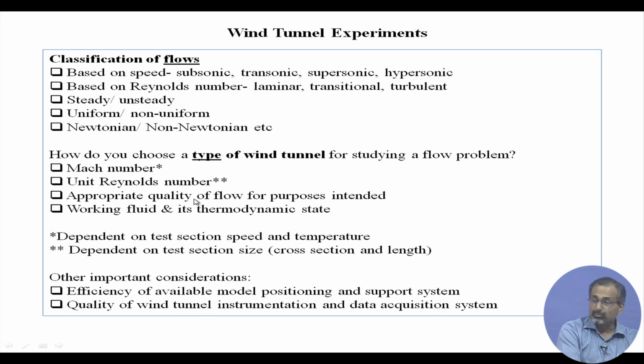Then another very important issue is the quality of the flow that you are planning to have in your tunnel. It can include various factors like what is the free stream turbulence intensity you would like to have, what is the maximum flow angularity that you are allowing, or there could be other issues like what is the extent of uniformity in the mean velocity profile that you are providing in the test section. There could be numerous other issues.